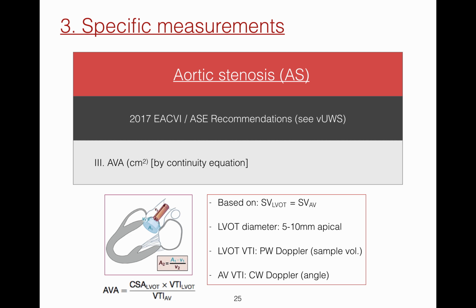To ensure the most accurate aortic valve measurement, the recommendations indicate that the LVOT diameter should be measured 5 to 10 millimeters apical of the aortic valve, that the stroke volume sample site, that is, the LVOT PW VTI sample site, is 5 to 10 millimeters apical of the aortic valve in order to match the site of diameter measurement, and that care be taken when measuring gradients using CW Doppler to ensure that an optimal parallel angle is used.